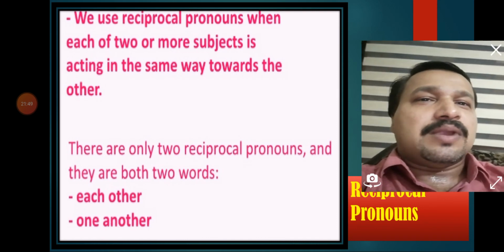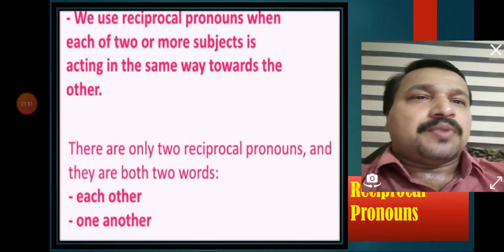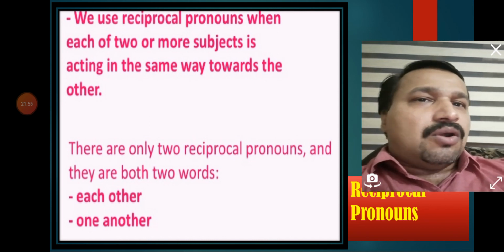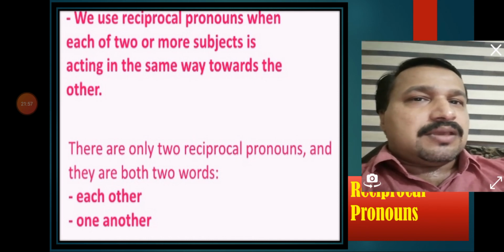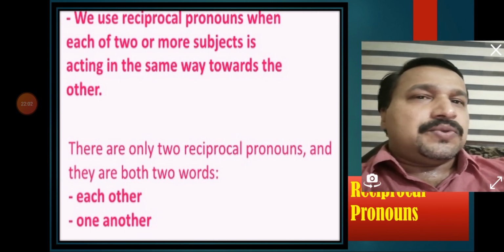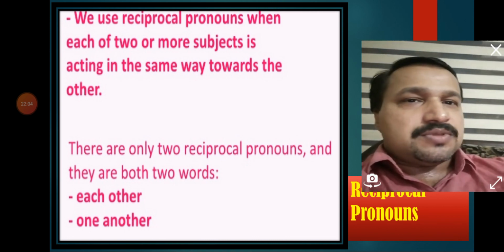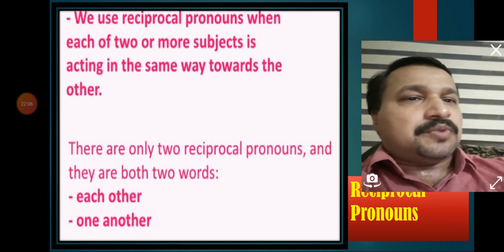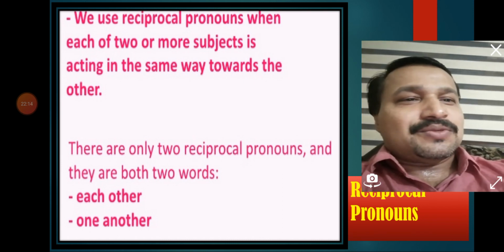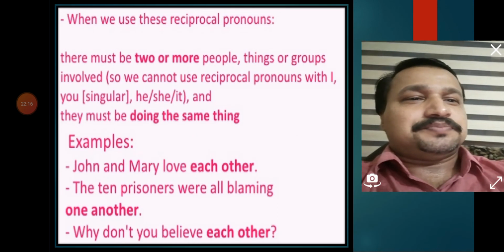Now the next one is the reciprocal pronouns. When each of two or more subjects is acting in the same way towards the other, we use reciprocal pronouns. There are two reciprocal pronouns, and they are each other and one another. So these are the usual forms.